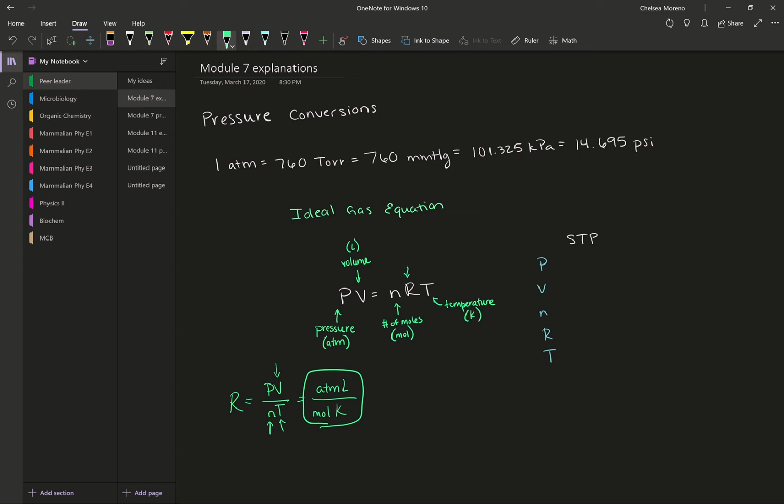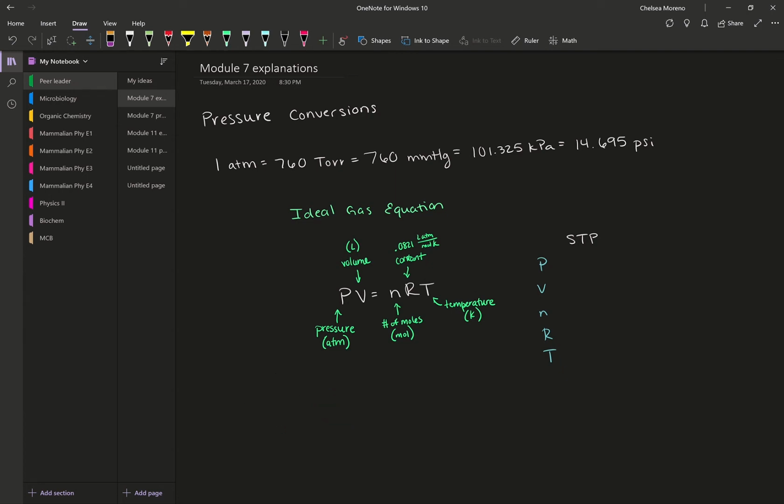So just remember that R is going to be our only constant. This is your gas constant, which the value is 0.0821 liter atmospheres per mole Kelvin. So just keep that in mind. I know some people get confused as to what R is, but just keep that in mind.